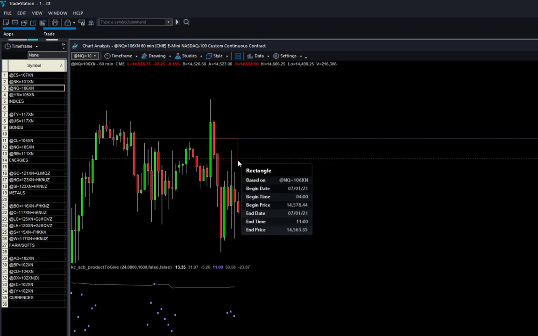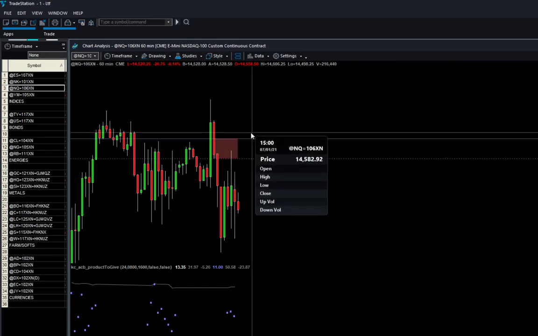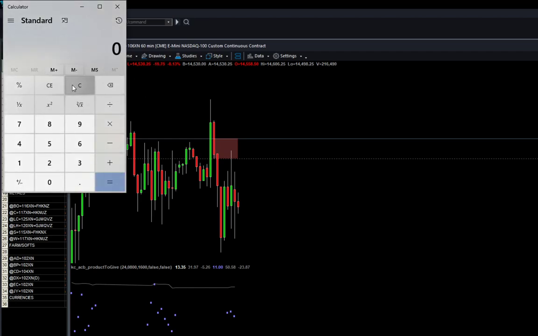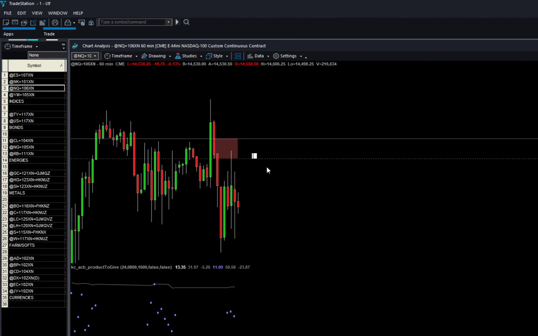Okay, so it hits our proximal line at 3 standard deviations. What's our distal line at? So our distal line is at basically at 4 standard deviations. So this plus 3.